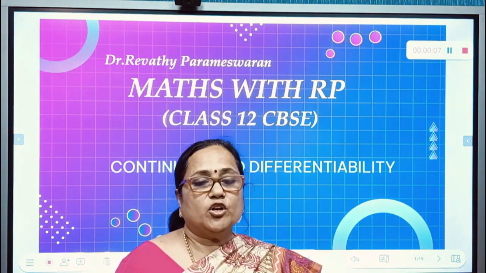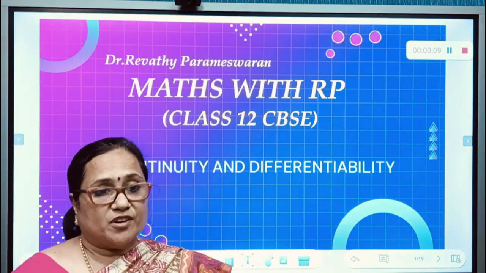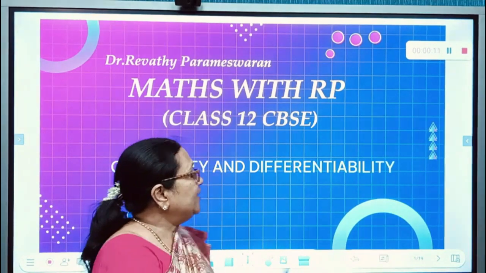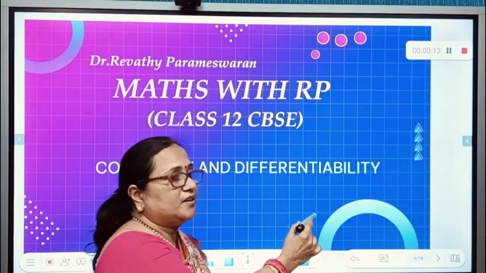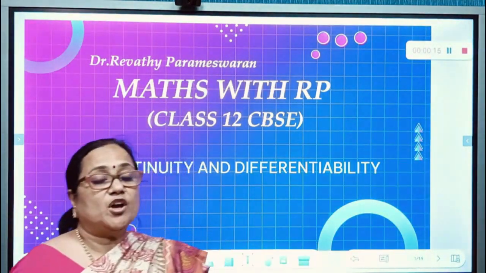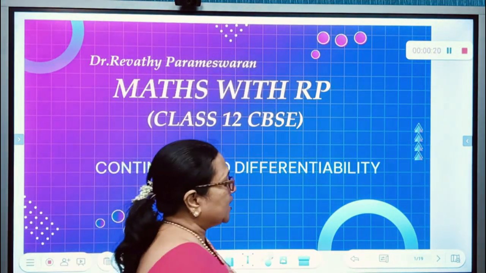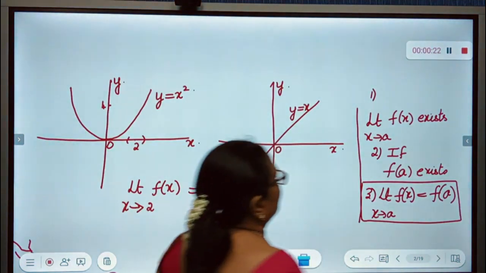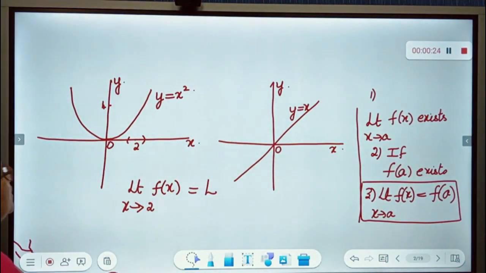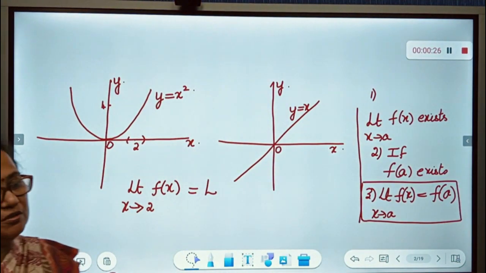Today we are going to explore continuous functions. We are going to be dealing with the next chapter, continuity and differentiability. But today we are going to explore continuous functions. You have already studied about the limit of a function. What is the limit of a function?